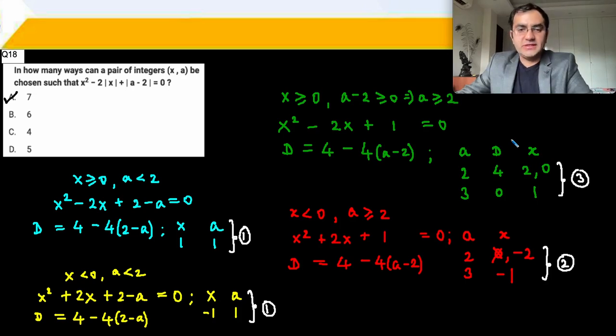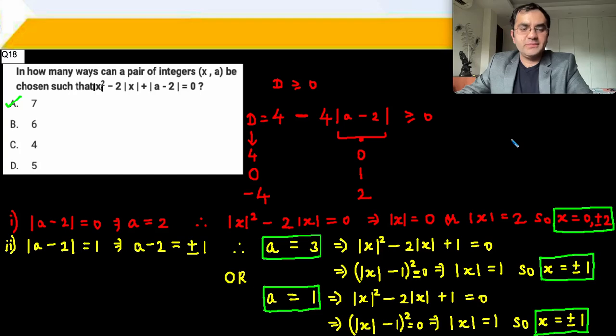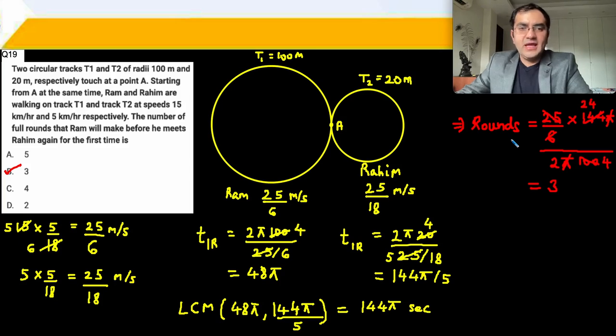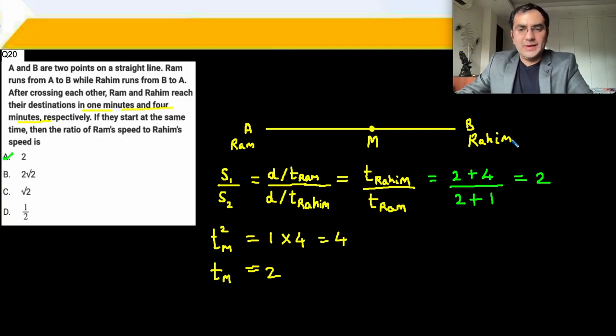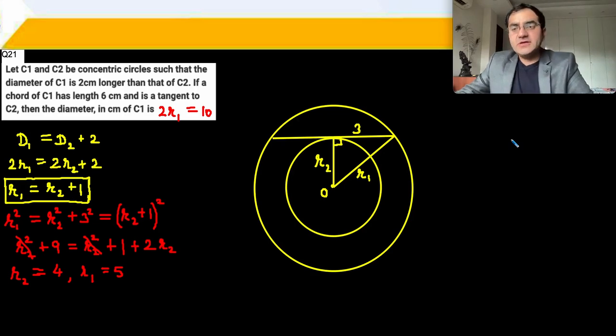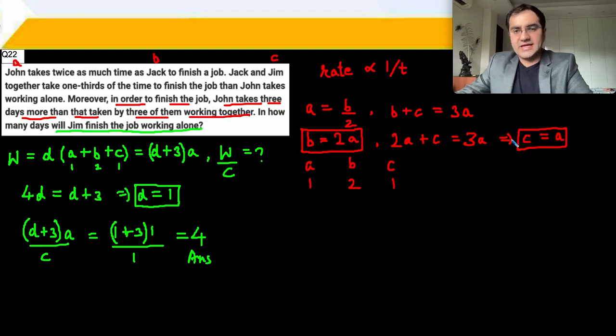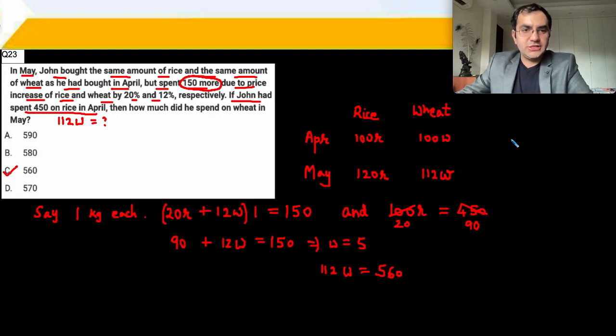18th was the toughest question of the paper with 2 alternative methods that we covered. 19th was easy. 20th was very easy, using an existing property, Tm square equal to T1 T2. 21st was an easy geometry question, basic properties of circles. 22nd was the basic time and work methodology. 23rd was again basic, although these were slightly lengthy questions.